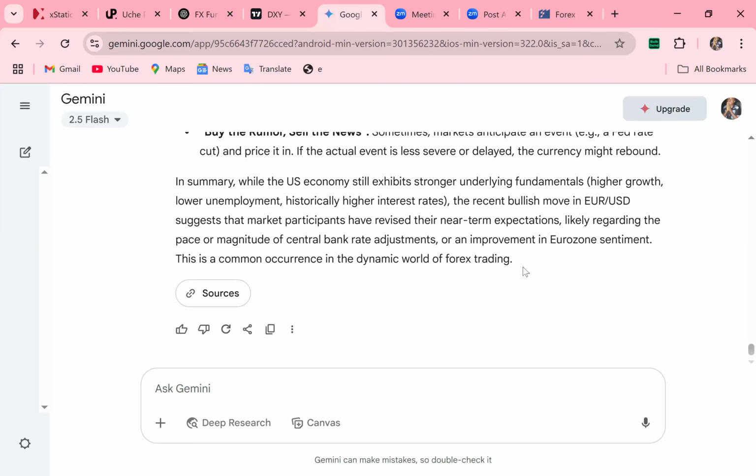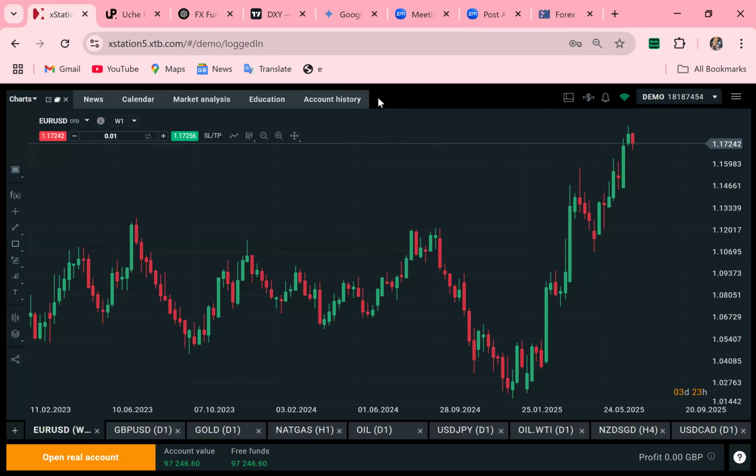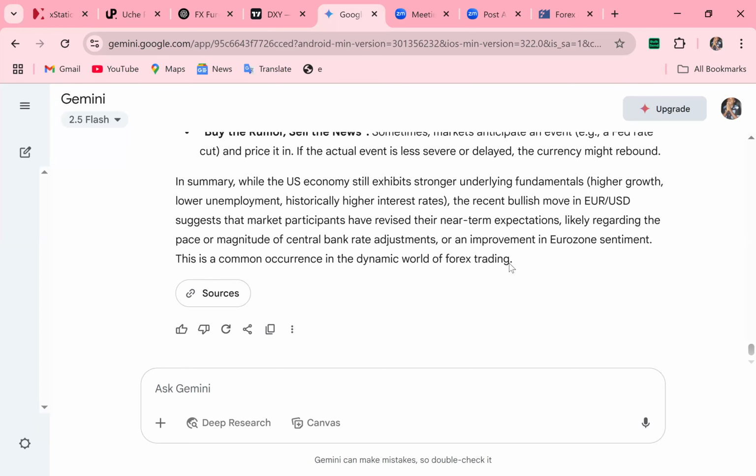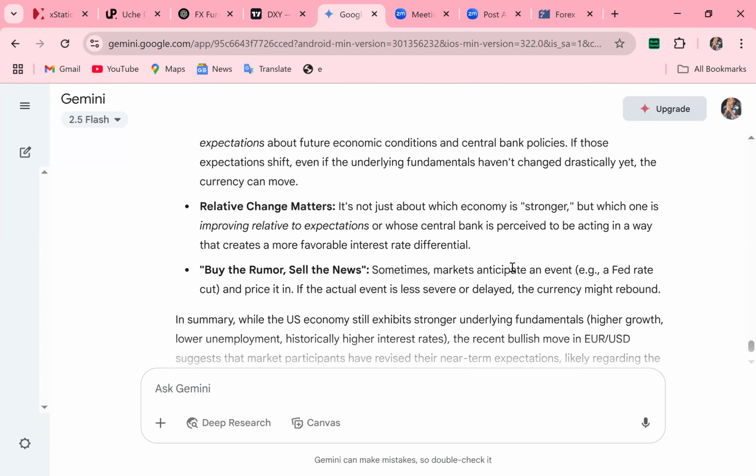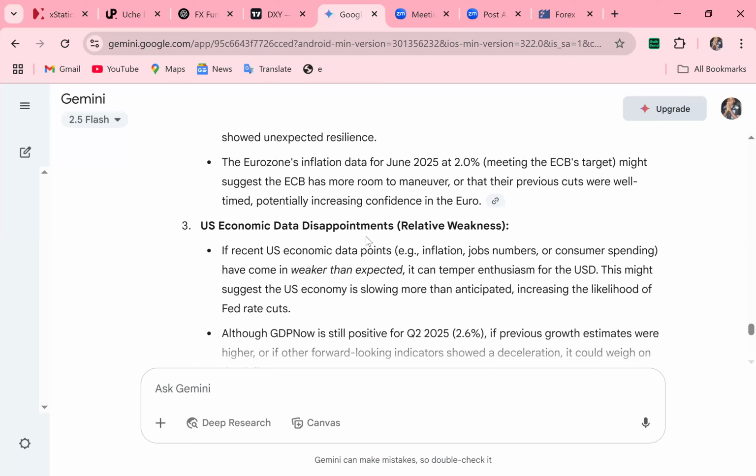Now, what we learned from this analysis is this. After getting all these facts and figures concerning the two comparisons of the euro and the United States, and their market also went up, all these factors, like the long-term and short-term expectations, risk sentiment and global flows, and economic data disappointment, are some of the things that influence the euro to go up. It does not mean that the Eurozone economy is stronger than the United States.